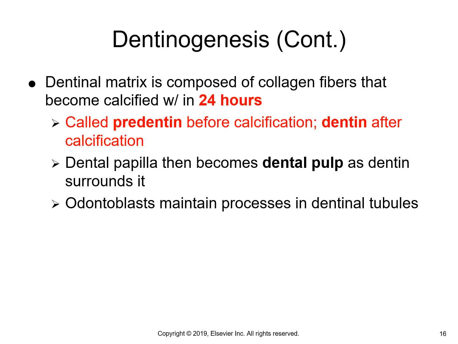The dentinal matrix is composed of collagen fibers that become calcified within 24 hours. This is called predentin before calcification and dentin after the 24 hours when it is calcified. The dental papilla becomes dental pulp as the dentin surrounds it, and the odontoblasts maintain these processes into the dentinal tubules.